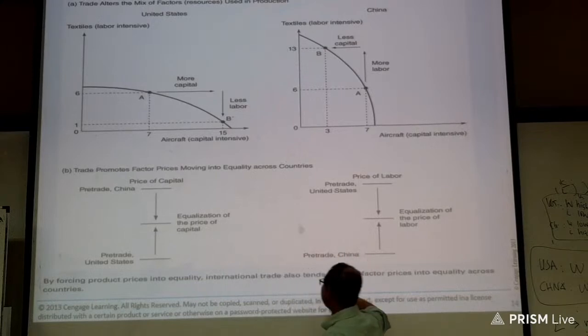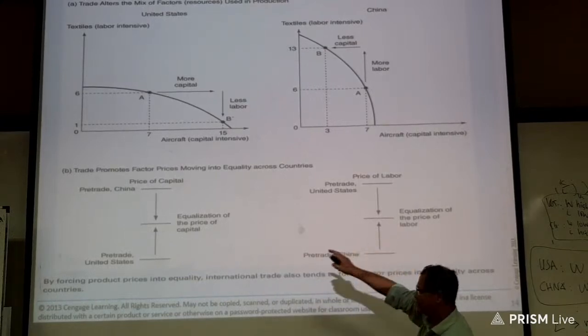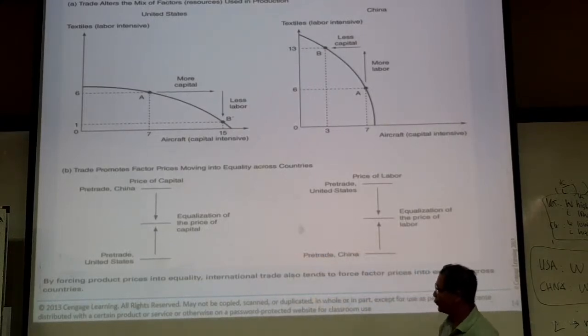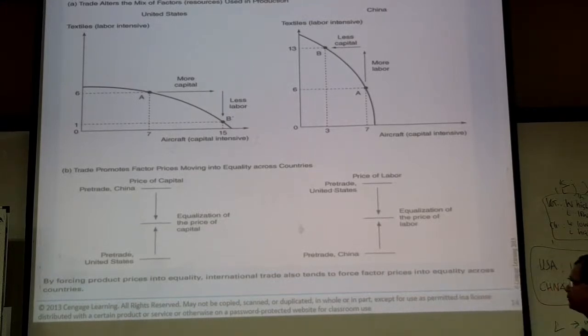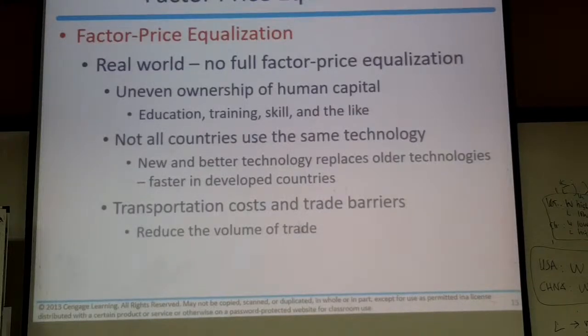So this is capital, this is labor. By forcing goods prices to equality, international trade tends to force factor prices into equality across countries. Factor price, okay? We're talking about factor price. In the real world, there is no full factor price equalization, because of uneven ownership of human capital: education, training, skill, and the like.